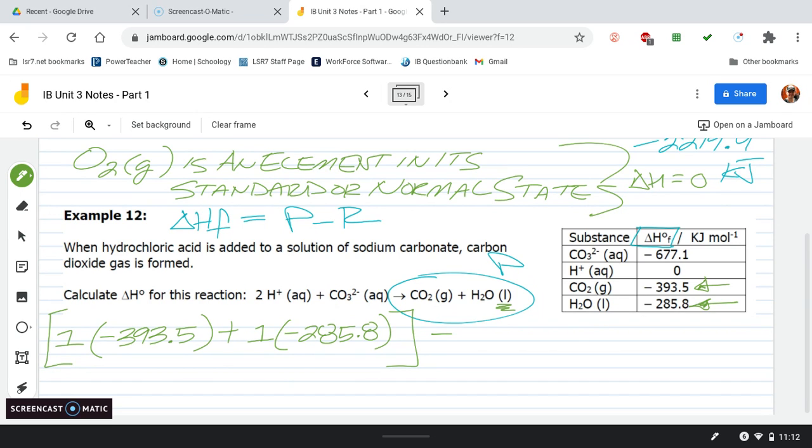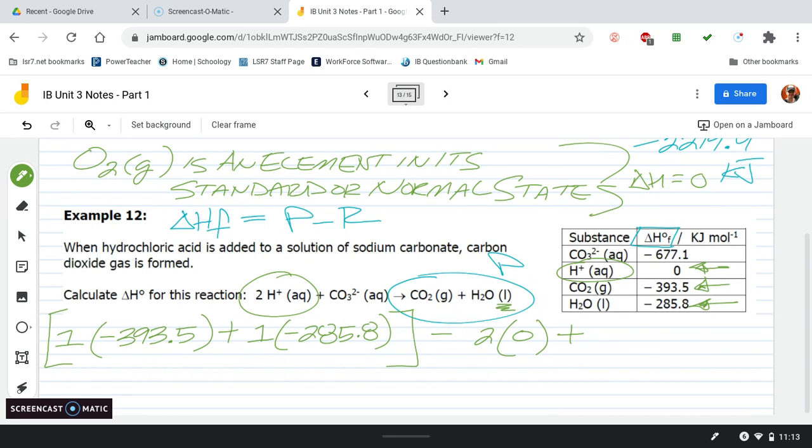So there's my products and they are going to be in brackets. Now we're going to subtract the reactants. So this first one, there's 2 of them. So 2. But look, it said that the hydrogen ion was 0. It's not actually an element in its standard state. It's an ion, but it's still giving us a value of 0. So that's not how hydrogen looks normally. So they did provide us with the 0 because it happens to be 0. So 2 times 0 is 0, but not a big deal.